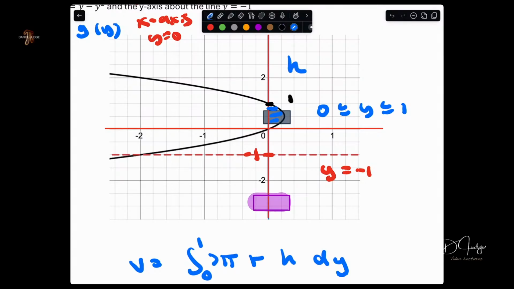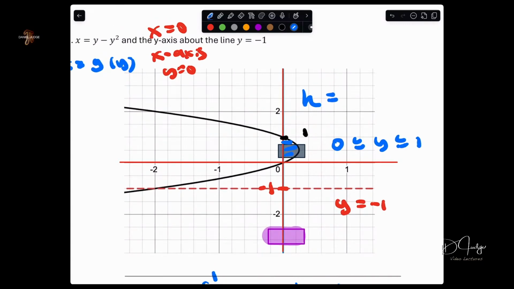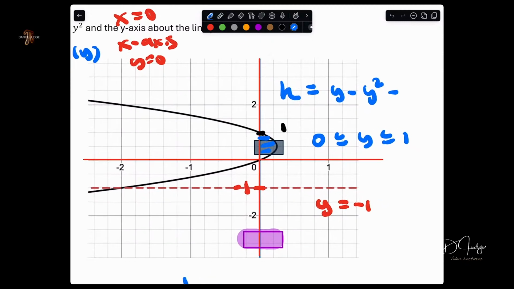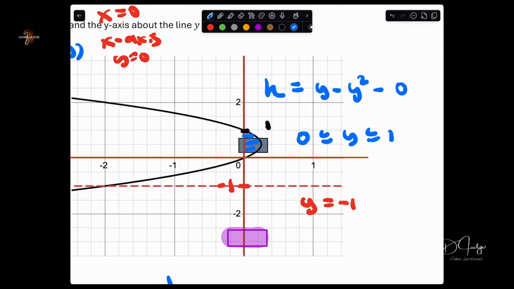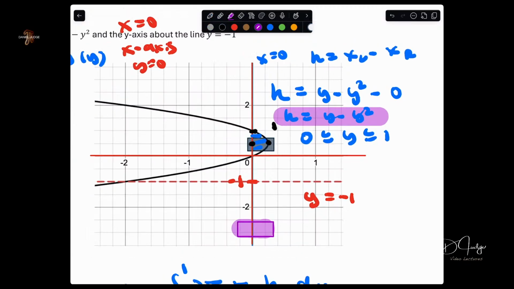The height is going to be the right value minus the left value. So it's going to be the curve, y minus y squared, minus the left value, which is 0. What I'm saying here is it's going to be this point minus that point. That's the y-axis, that's x equals 0. So it's right minus left. Point being, the height is just y minus y squared. That's the easiest to get. Y minus y squared is your height.